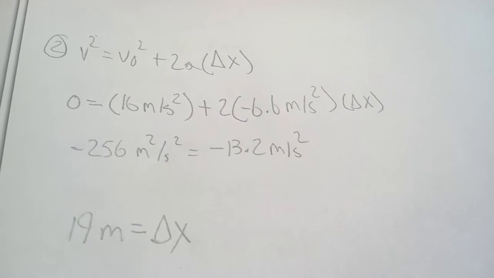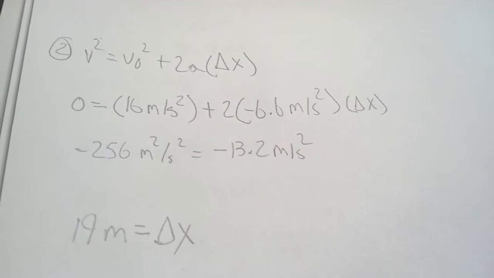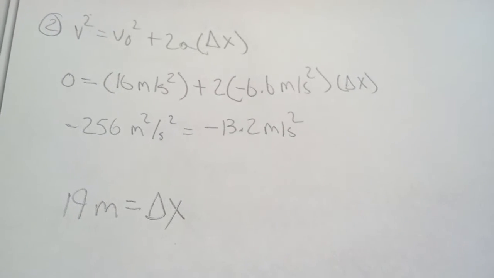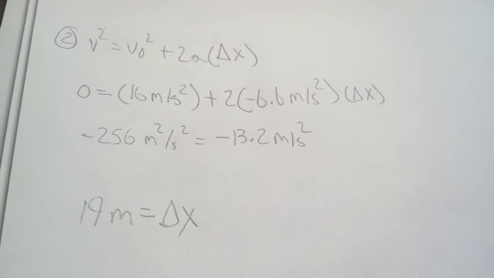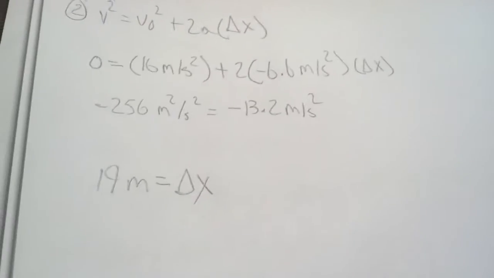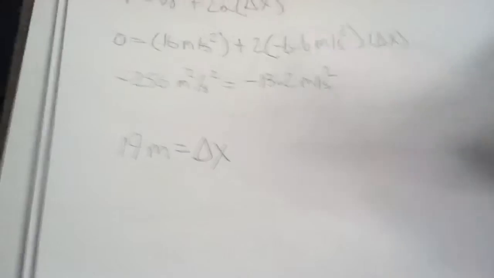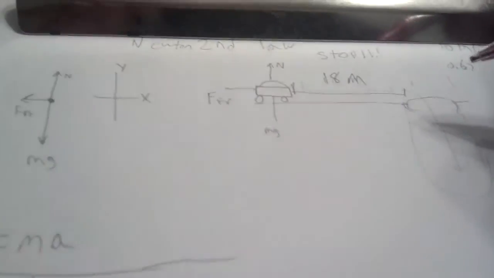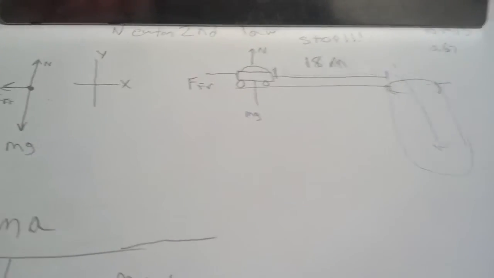And when you divide both sides by negative 13.2 meters per second squared, your units cancel out, so you're just left with meters, and which leaves you with 19 meters. And they only had 18 meters of road left, so unfortunately for them, they're going to be falling into the sinkhole.